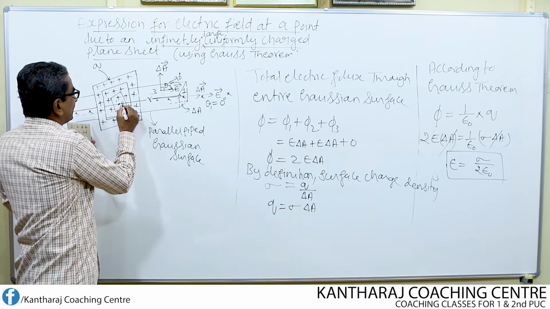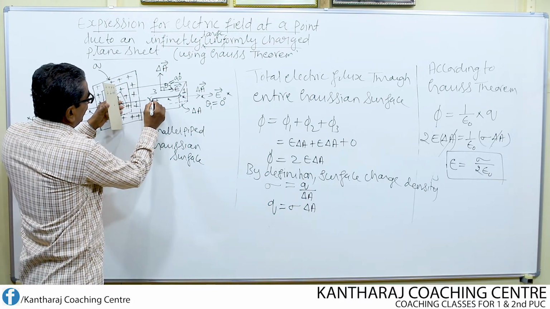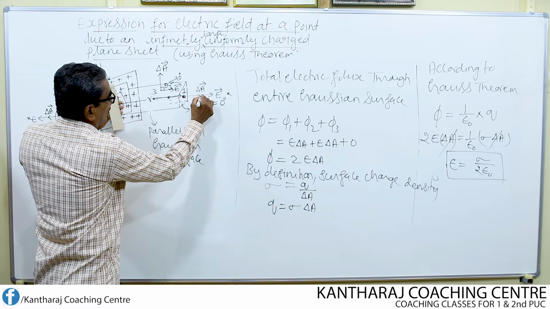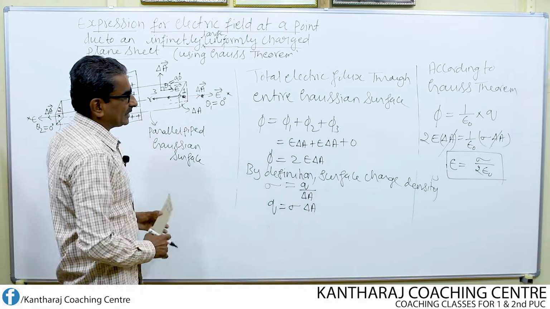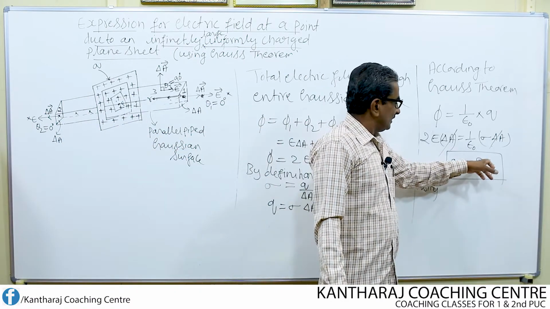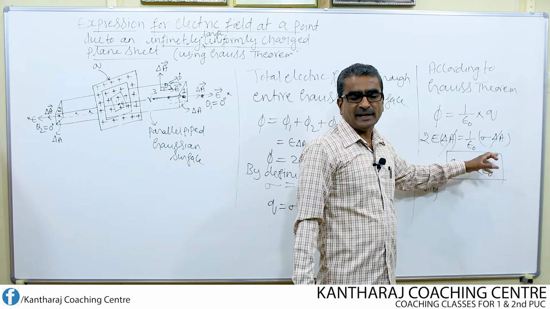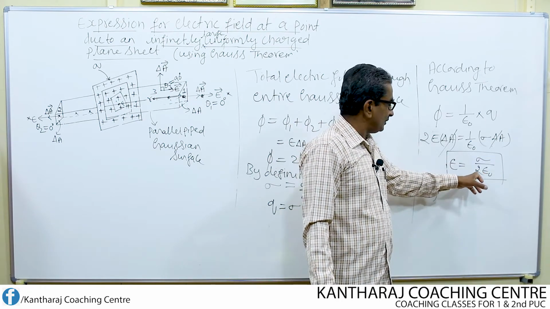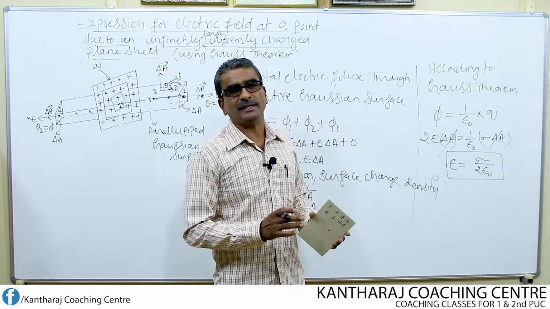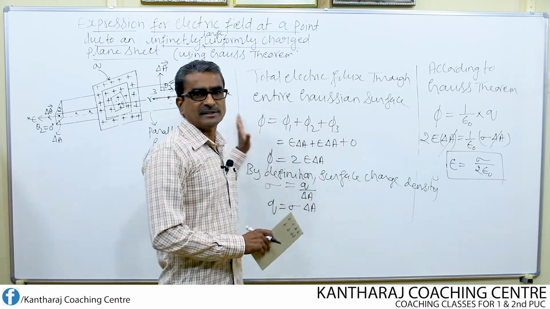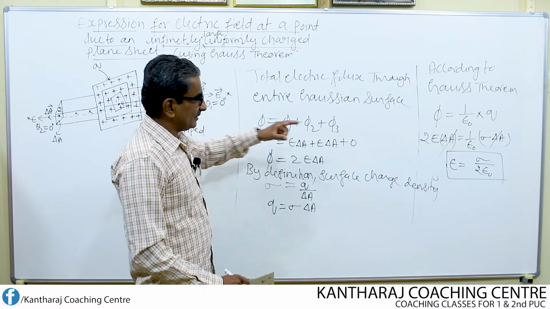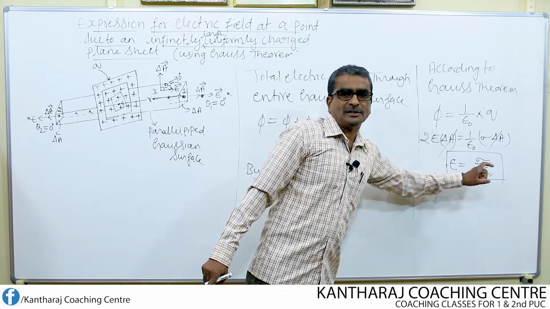Whether you take the electric field here, or at this point, or at this point, the magnitude of the electric field remains the same, and it is given by surface charge density divided by 2 times epsilon naught. What is epsilon naught? Absolute permittivity of free space. Since the sheet is kept in free space, we use epsilon naught.